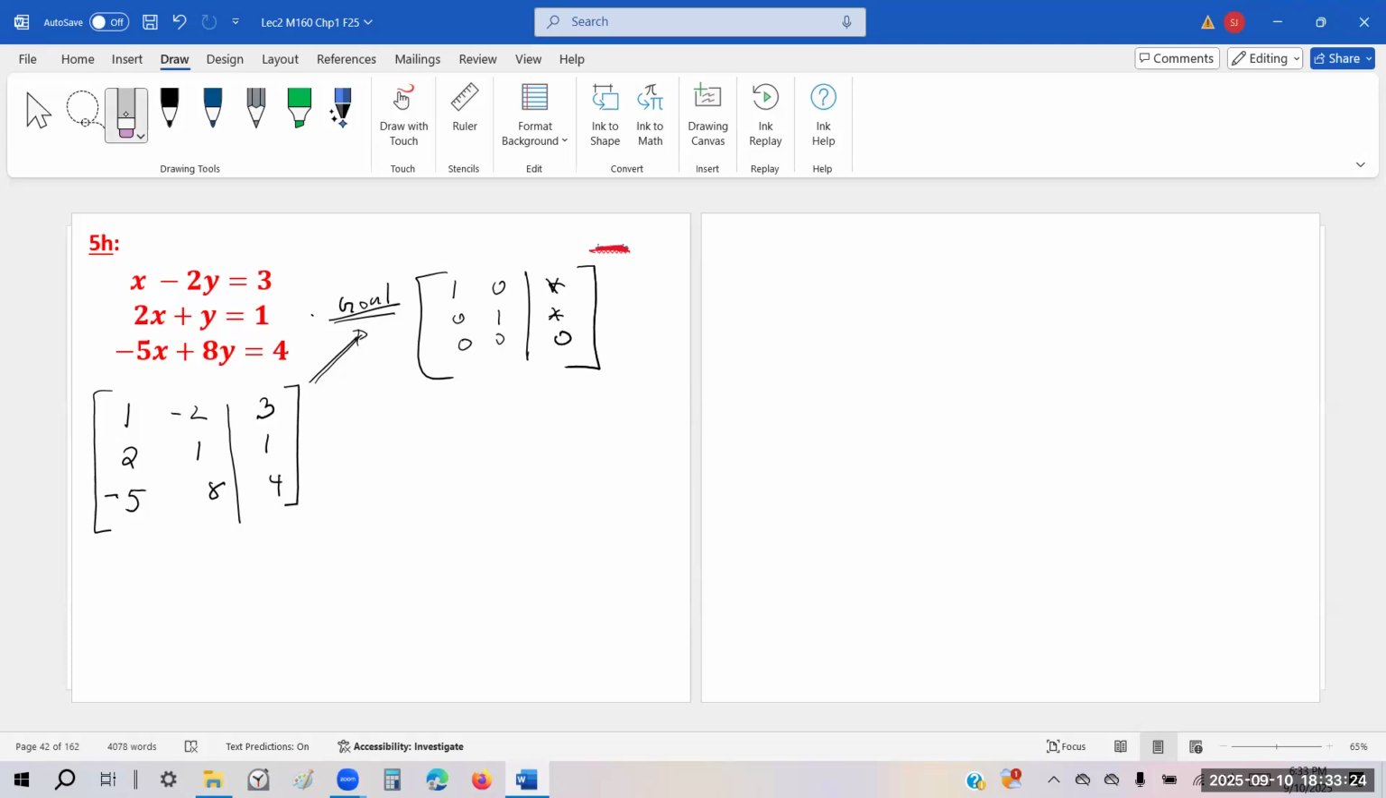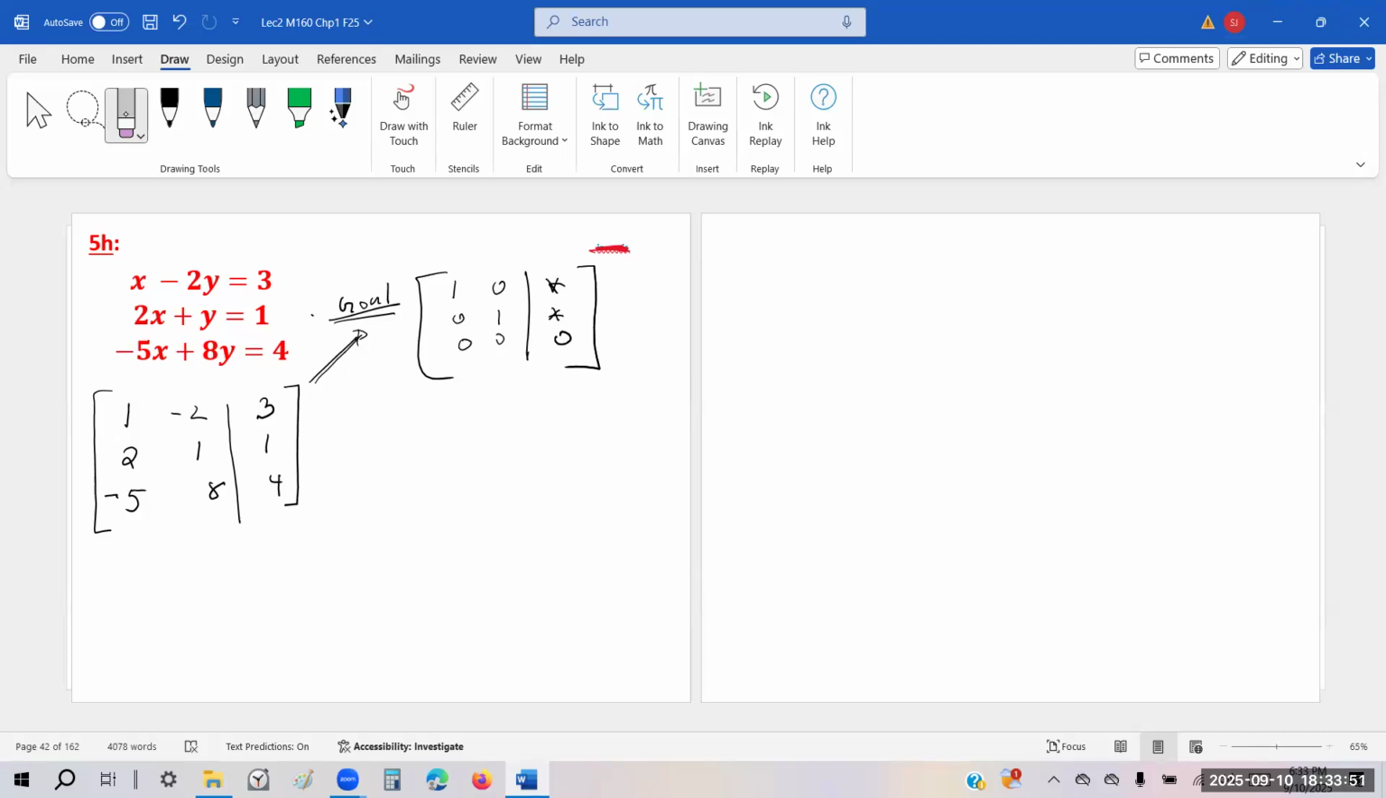Okay, so let's do them together. For the first one, our goal is to get the resulting matrix 1 0 0, 1 0 0 on the left side. And for the solution, we want a number for x, a number for y, but we want the last digit to be 0. If we have that, then we have a unique solution. And we always desire to have a unique solution. So this is what we desire to get.